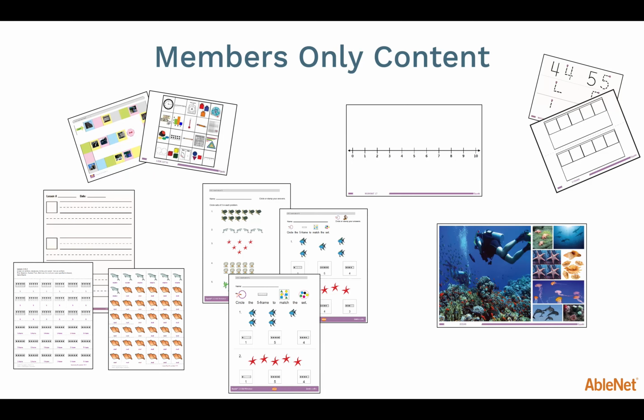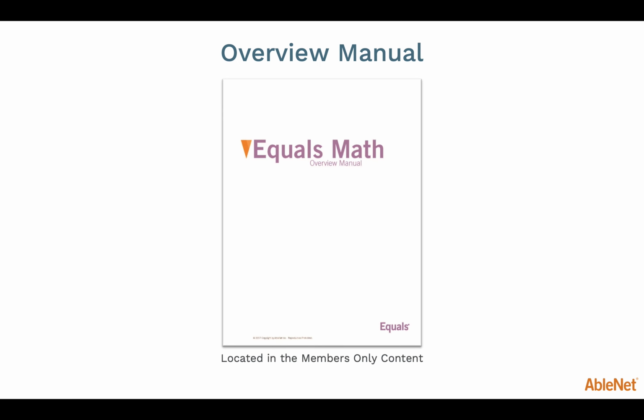Moving on to the third part of the curriculum now, the members-only content. Members-only content is provided on a USB drive and is included in the content kit box. Within members-only are all the printable lesson materials and additional resources to support students and teachers during lessons. To begin, we will start with the essential curricular resources found in the members-only content.